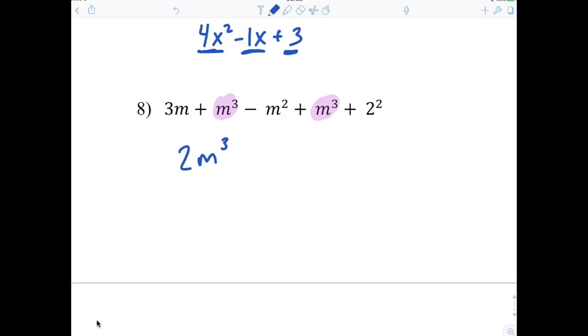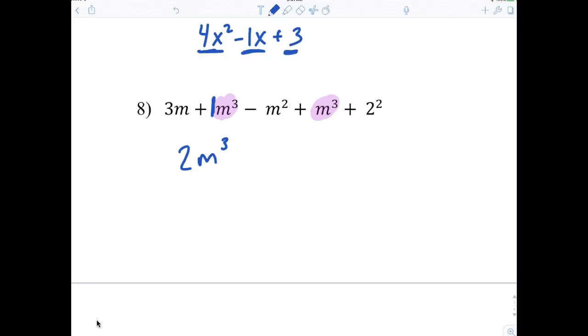2m cubed, or to the third power, right? So it's 1 plus 1? No. Think about what I'm telling you. The number in front tells you how many you have. I have 1m cubed, and I add another m cubed. I end up with a total of 2m cubed. That's exactly how you should be thinking about it.